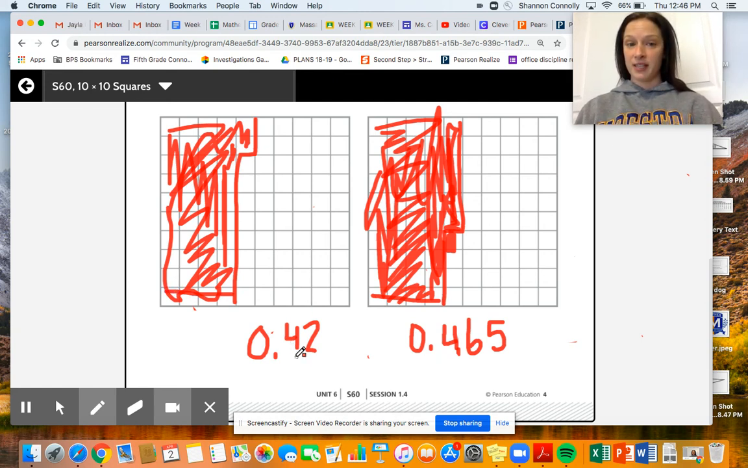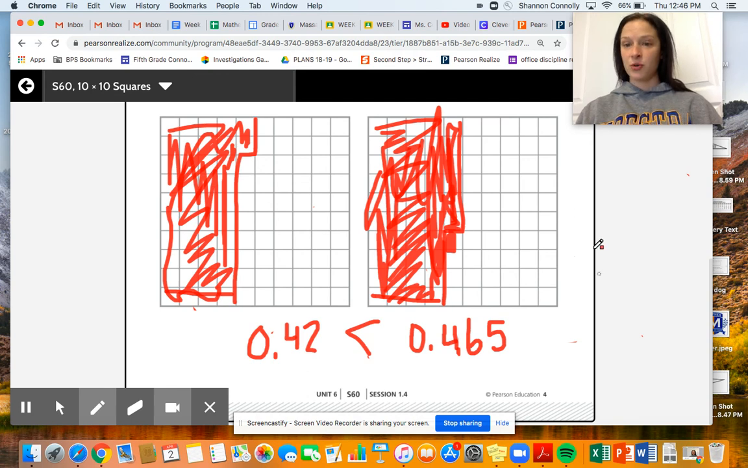So then we say, I have to go even more to the right, to the next place value, and I see a 2 in the hundredths place and a 6 in the hundredths place. So at this point, if we're using place value, we can tell that 46 hundredths is greater than 42 hundredths. So we know 465,000ths is greater than 42 hundredths.